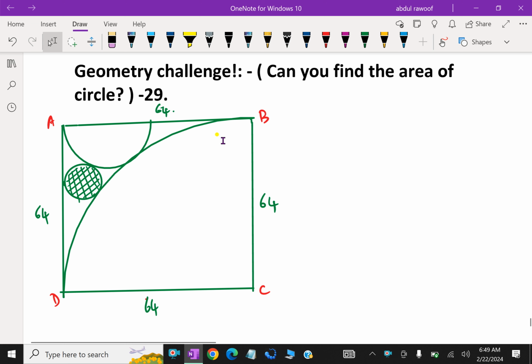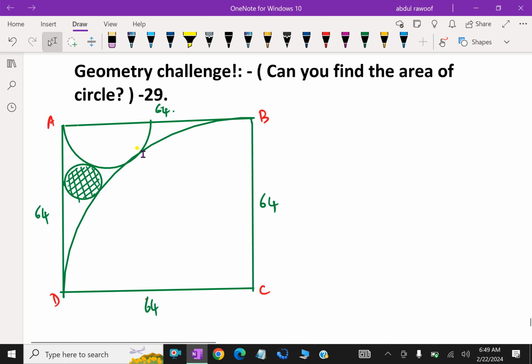Here, a square ABCD is given, whose side is 64. Now this quarter circle, that is BCD, and the semicircle and this full circle touch each other, having common tangents. Now we have to find the area of this shaded circle.